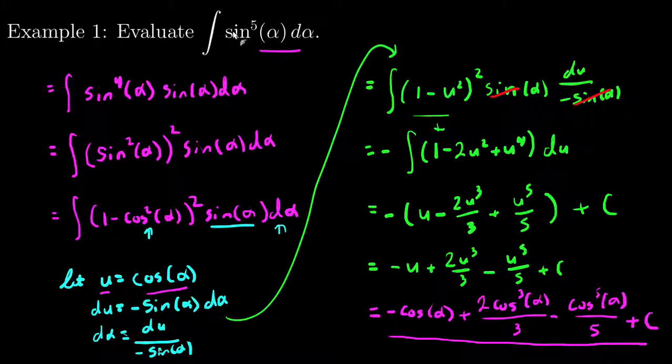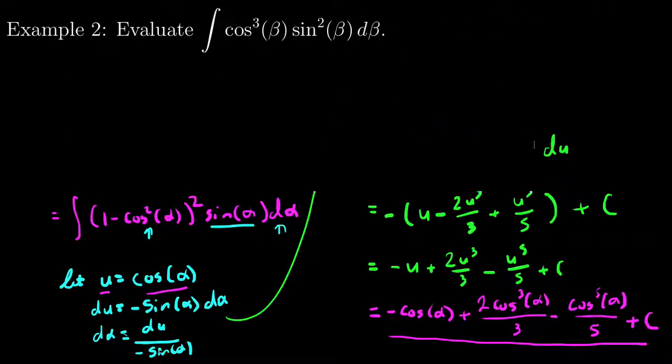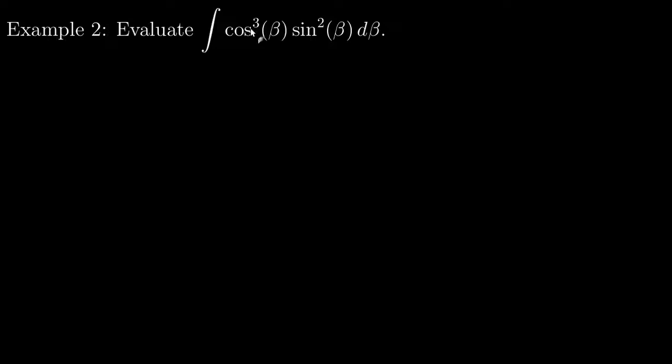Okay, so that was an example with just a single odd power of sine. What if I have something like this, where I have an odd power of one of them and an even power of the other? Well, I start the same exact way. So I'm going to split off one of these cosines. So I get that will equal the integral of cosine squared beta times cosine beta times sine squared beta d beta.